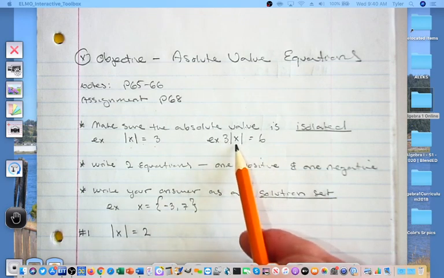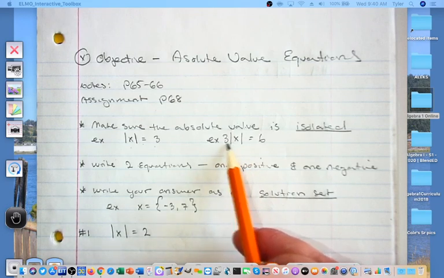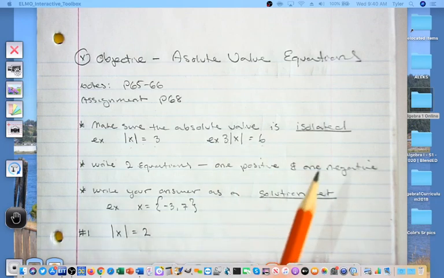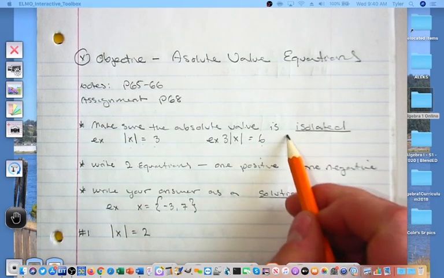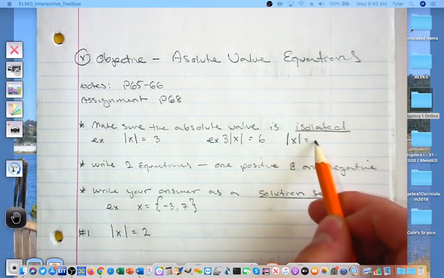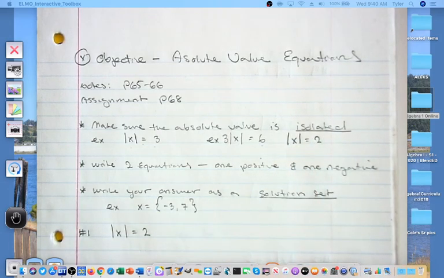Here we have 3 times the absolute value of x is equal to 6. This is not isolated. Before we can move on to our next steps, we need to make sure that the absolute value is alone. We would do that by dividing by 3 on both sides in this case, and end up with the absolute value of x is equal to 2. Now that's isolated and we can proceed with solving it.